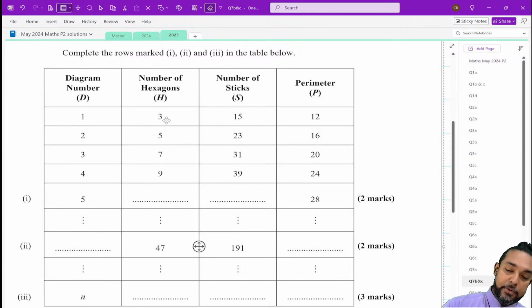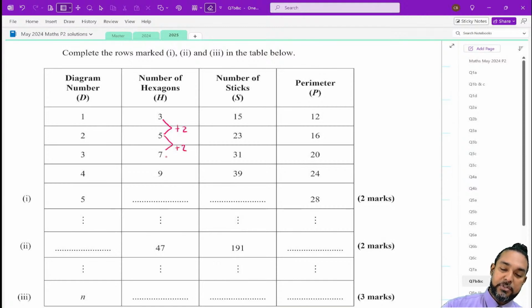Right. So the trick here is you need to look at the change as you go down in each column. For example, to go from 3 to 5, that's a change of what? An increase of 2. 5 to 7, an increase of 2. 7 to 9, an increase of 2. So if you go to the next one, so 1, 2, 3, 4, 5, in row 5, we have to add 2. 9 plus 2 is 11. Good. What about number of sticks?